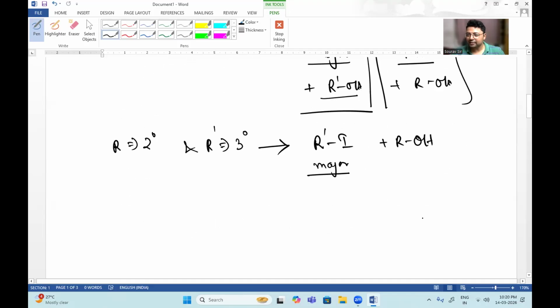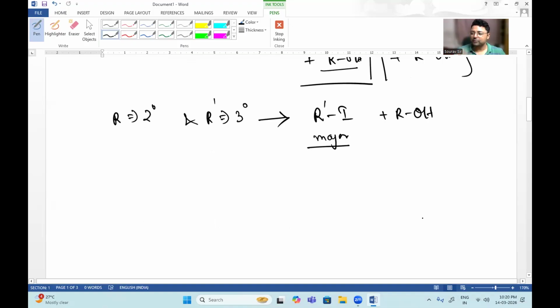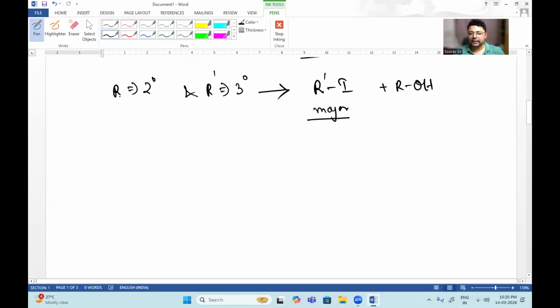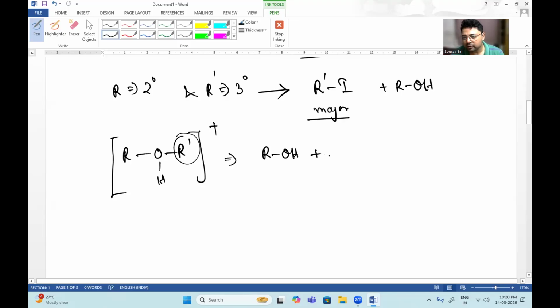Now you will say that you are contradicting your own statement. You have said that if R' is of lower degree, then the iodide will form via the SN2 path. Actually, it is the formation of the carbocation intermediate that is formed here, R, O, R' and H. This intermediate carbocation, if it is 3 degree, will move out of the system because it has higher stability.